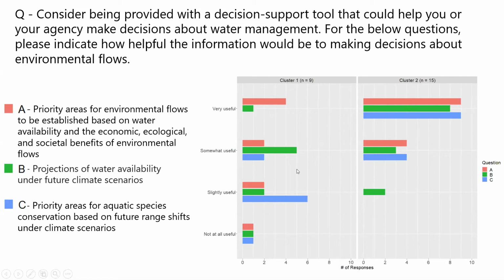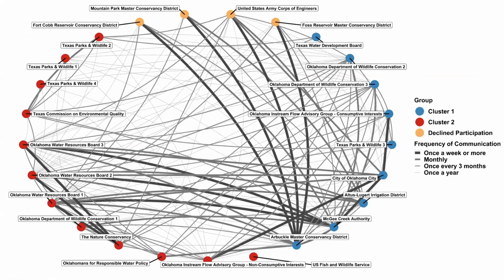So yeah. And lastly, the final part of this survey was looking at frequency of communication, and I did a social network analysis with this question. So I asked folks to indicate their frequency of communication with all of these other agencies. So they could have indicated once a week or more, monthly, once every 3 months, or once a year. And each of those clusters is shown in a different color here. So cluster 1 is shown in blue, cluster 2 is shown in red.